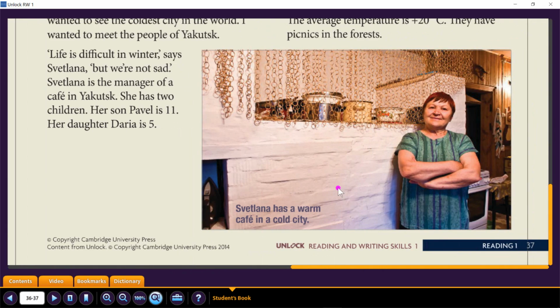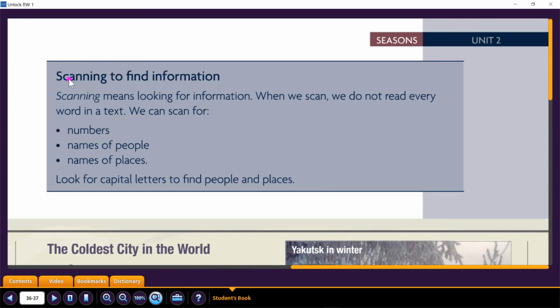Here we have the definition of scanning. Scanning means to find information. Scanning means looking for information. When we scan, we do not read everything. We do not read every word in a text. We can scan for numbers. If you find a question asks you about certain numbers, scan for those specific numbers.